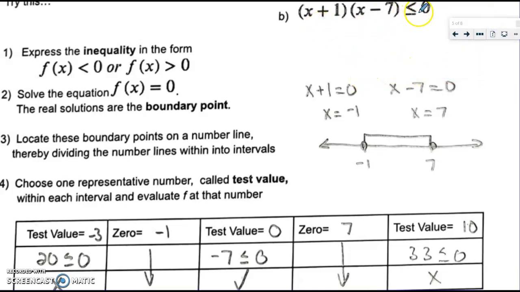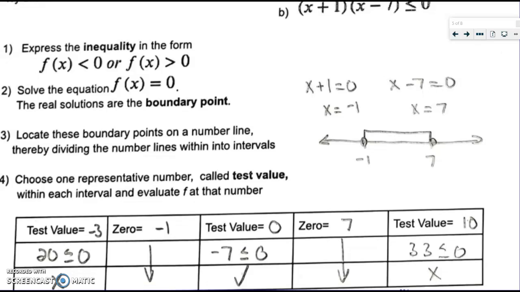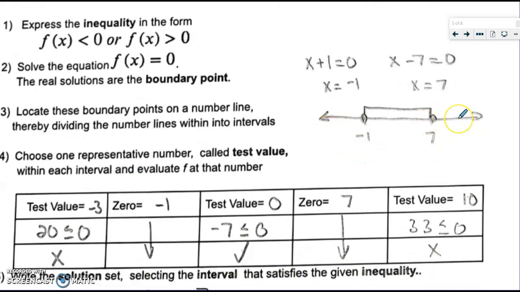I'm going to set the inequality so that one side is 0, and that's still the case. Now I'm going to set each of the binomials equal to 0. So I got x to be negative 1, and I got x to be 7. After that, I made my number line, and I put negative 1 and 7 on the number line.